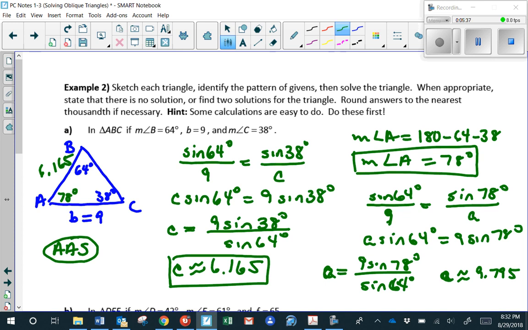I know that looks like an A. That looks like a C, excuse me. That was supposed to be an A. A is 9.795 approximately. So now we have all of our approximate angles, an exact angle measure, and two more approximate side measures.